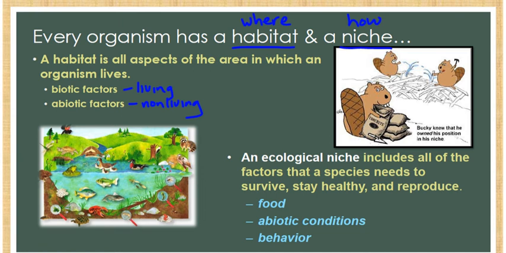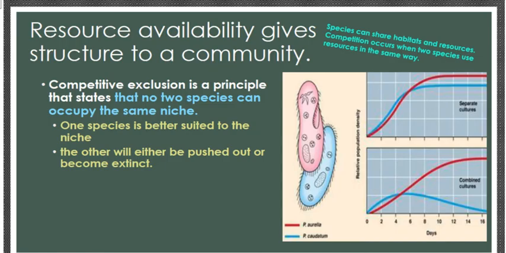Does it have specific behaviors it needs to do to survive? Is it a primary consumer? Is it a producer, a tertiary consumer? Adaptations that it has, all that in terms of what is its role in the ecosystem. Resources available give structure to a community. Now there is something called competitive exclusion.